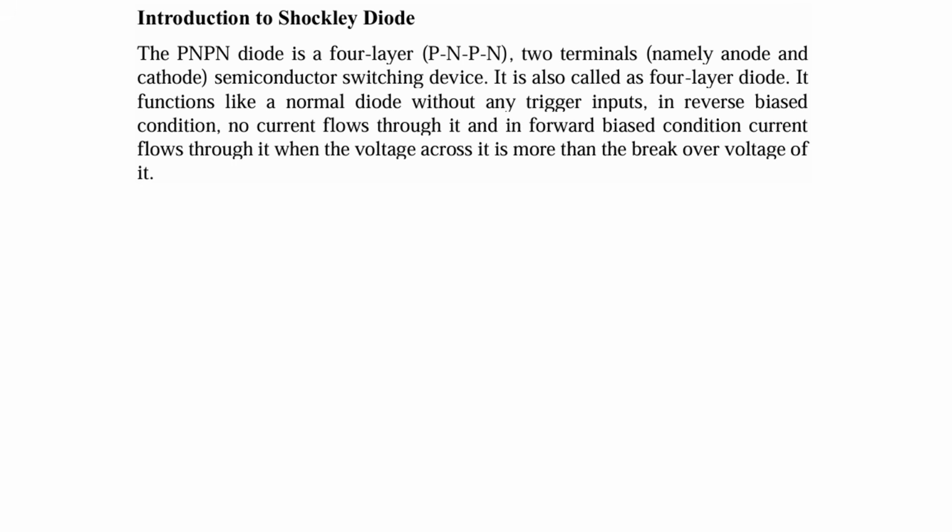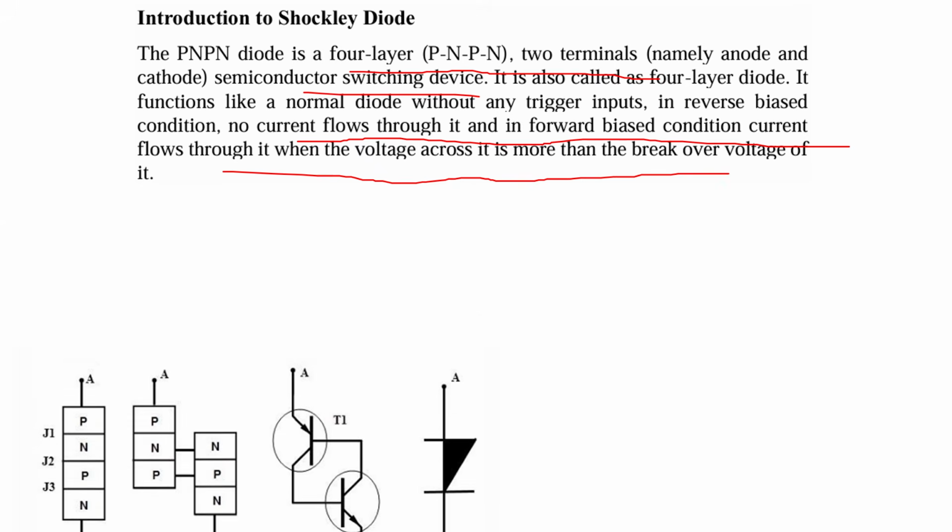Some examples, so PNPN, that is also called the silicon controlled device. So this is the example of the thyristor, and again it will definitely have four layers, that is PNPN, and the function is like a normal diode without any triggering input. So the only difference is the triggering, and that is the gate. And in reverse bias, no current flows through it. In forward bias, the current flows through it when the voltage across it is more than its breakover voltage.